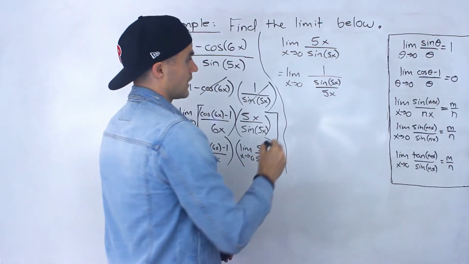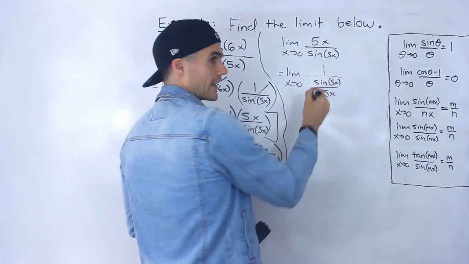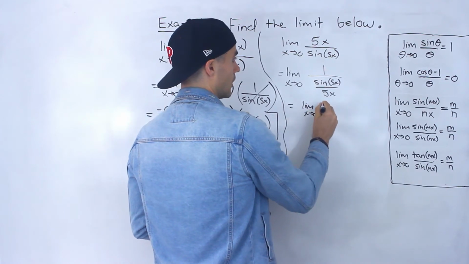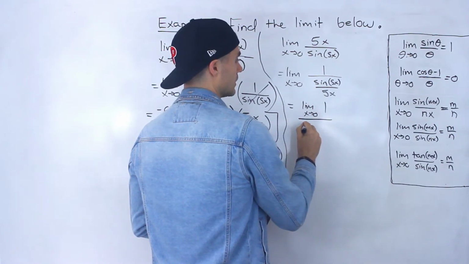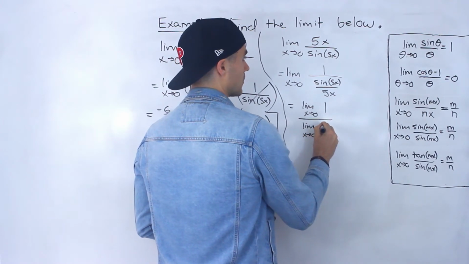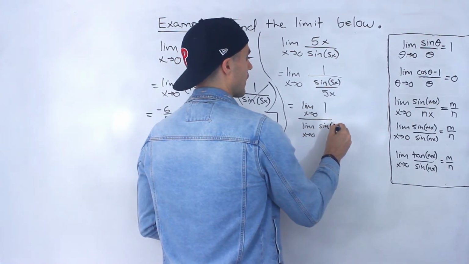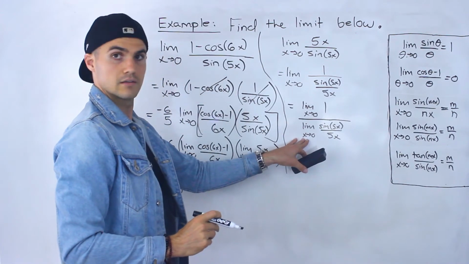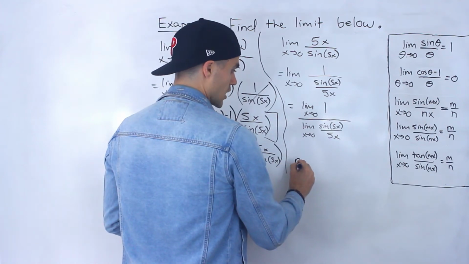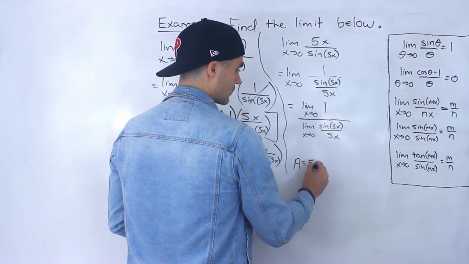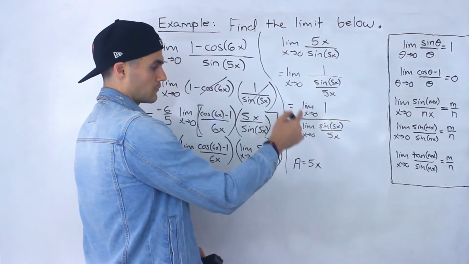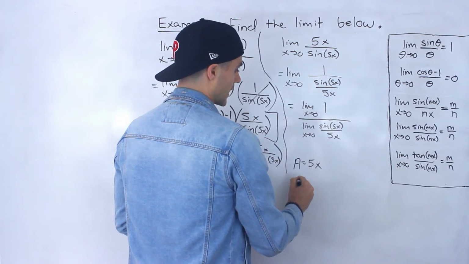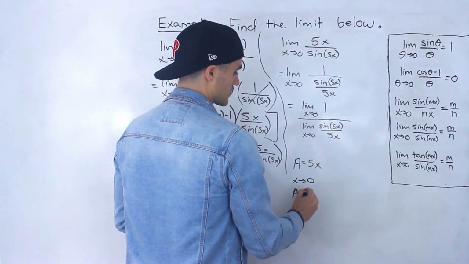And now what I can do is distribute this limit to the numerator and denominator using limit laws. So I'll have the limit as x approaches 0 of 1 over the limit as x approaches 0 of sine of 5x over 5x, like that. And then for this limit, on the side we can do a change of variable. We could say a is equal to 5x. You can use theta again. We already used theta for this limit, so I'm going to use a different variable. So a is equal to 5x, and then as x approaches 0 means a is approaching 0.